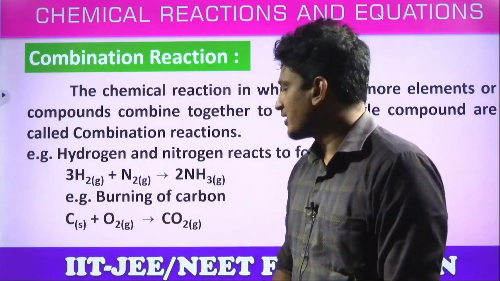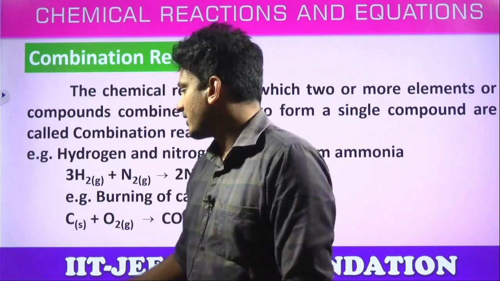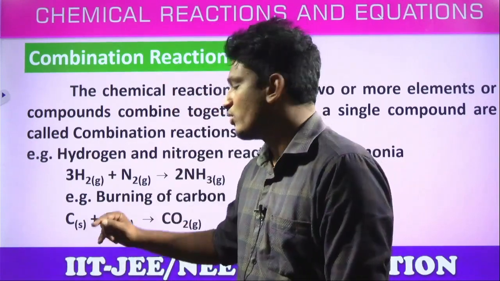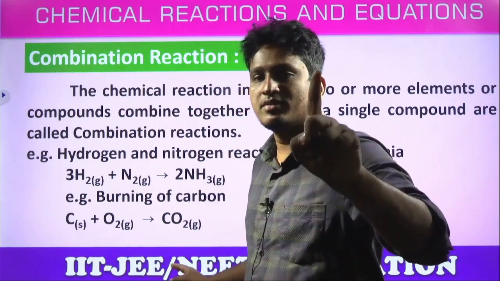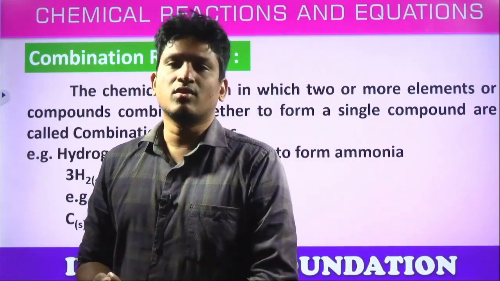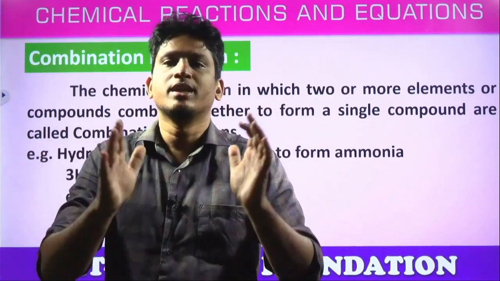Look at the next reaction. Carbon plus oxygen gas produces carbon dioxide. Here we have a carbon element and we have a molecule of an element here. C plus O2 gives rise to only one compound, which is CO2. That's it. Understood? These types of reactions are called chemical combination reactions.